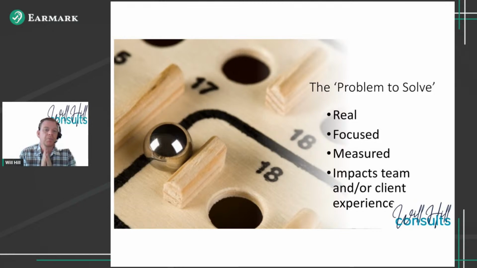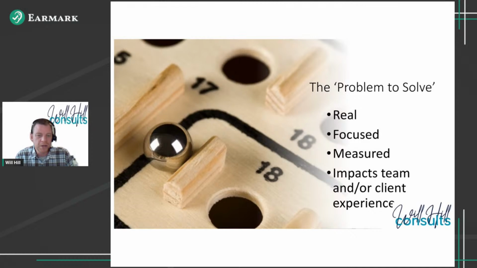So I don't want you to hear problem to solve and think a technology solution is broken. I want you to think broadly in terms of the business. What problem are we solving? Because first of all, that problem has to be real. If we go chasing technology to solve a problem that isn't real, we're going to end up wasting a lot of time and resources. How do we know it's real?